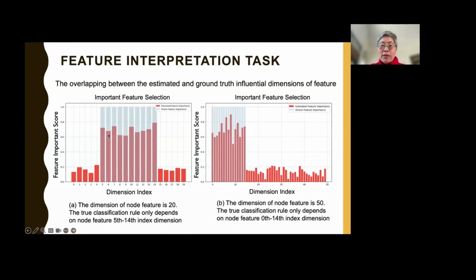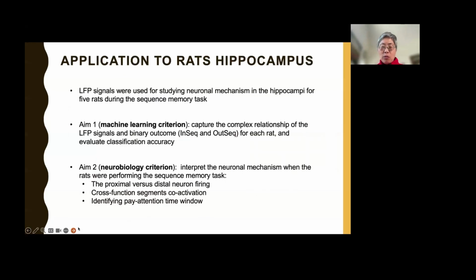Another one is feature interpretation: which features are important? Here the dimension is 20 in the first setting and 50 in the second, with some relevant features in the middle and some in the early part. In both settings, we capture the relevant features sufficiently well. These are the relevant features, first in the graph and second the early features. We capture them well. So I'm going to focus on the application to the rats data.